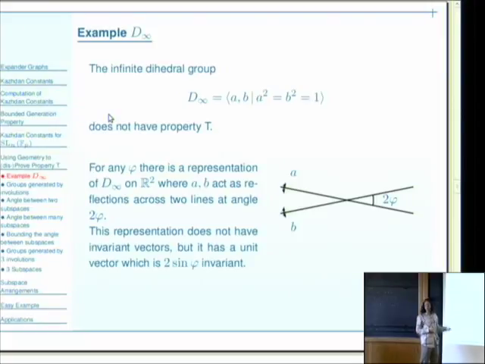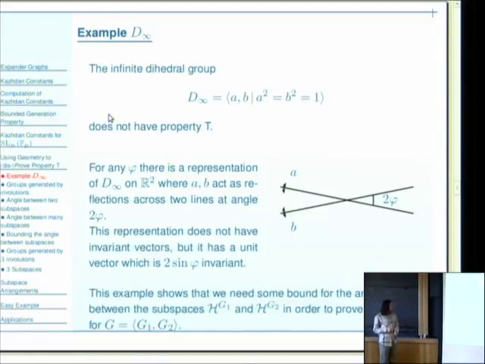However, this representation does not have any invariant vectors for obvious reasons, since essentially A times B acts as a rotation and doesn't fix anything. And this really tells you that the group does not have property T. For any epsilon, I can take a small angle and build a representation with epsilon-invariant vectors, but without invariant vectors. The reflection of A just flips the direction. A flips with respect to this one, B flips with respect to this one.